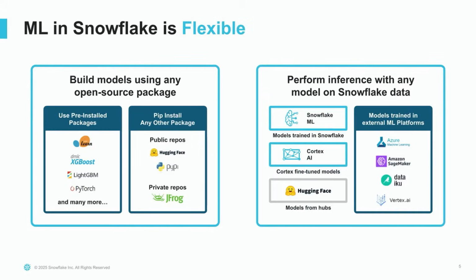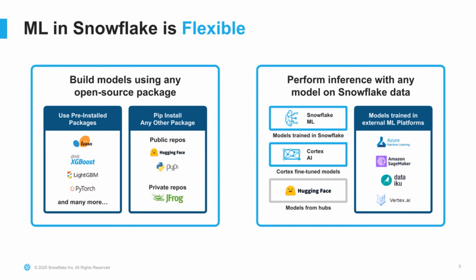ML in Snowflake is all about flexibility. You can build models using any open source package, either pre-installed libraries like XGBoost and PyTorch, and also scikit-learn, or you could pip install anything from public repositories and from PyPI, and also your own private repos. Then you can perform inference with any model directly on your Snowflake data, whether it's trained in Snowflake, imported from external platforms like SageMaker and Azure, or pulled from a model hub.